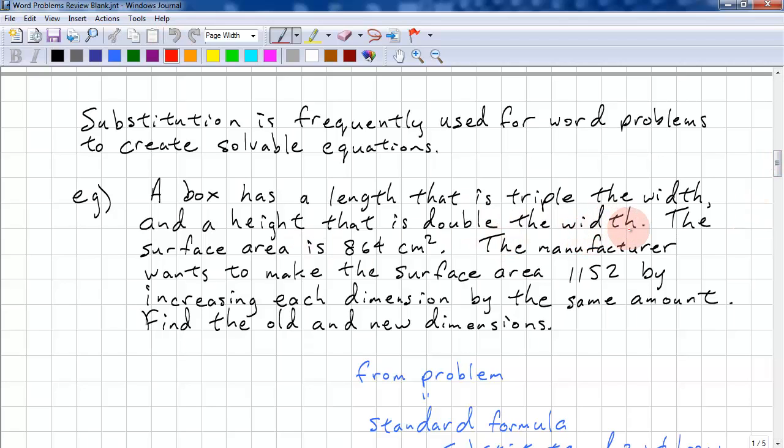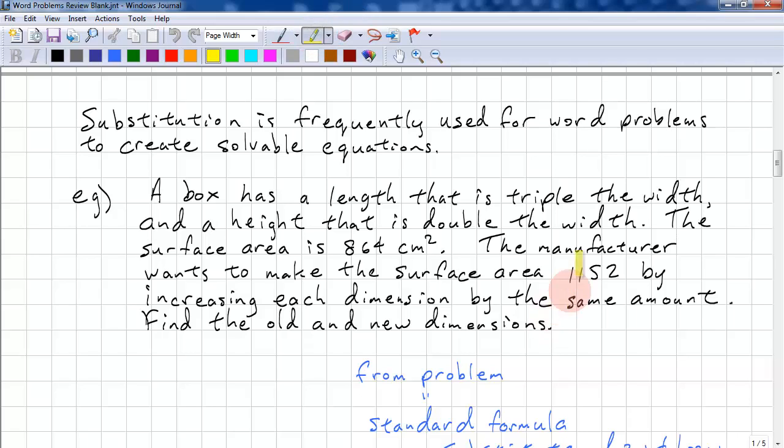A box has a length that is triple the width and a height that's double the width. The surface area is 864 square centimeters, and the manufacturer wants to make the surface area 1152 square centimeters by increasing each dimension by the same amount.